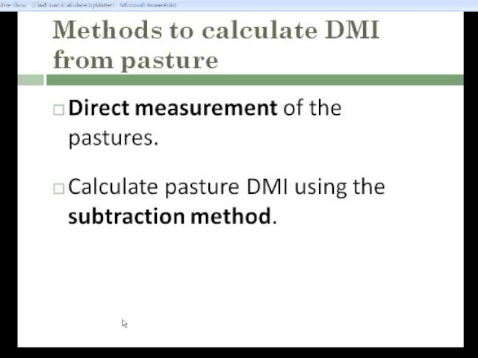So now we're going to talk about some of the methods to calculate dry matter intake from pasture. The two methods that people are using are direct measurement of the pasture, where you actually go out and measure how much grass is out there, and then the other method is this subtraction method that we'll be talking about in more detail in this webinar.